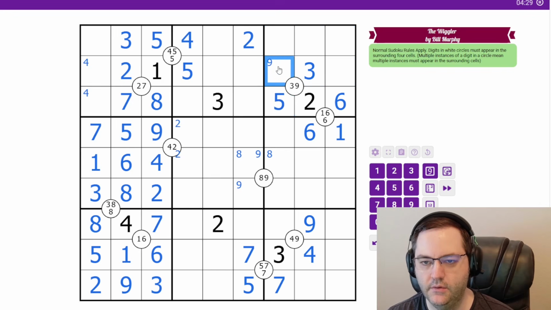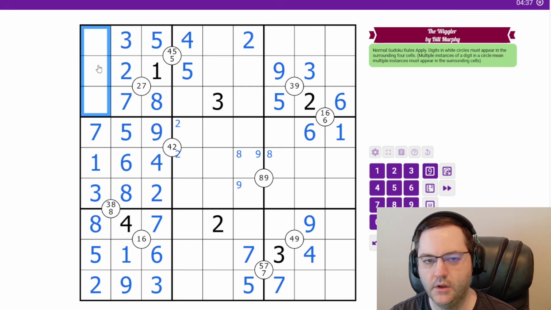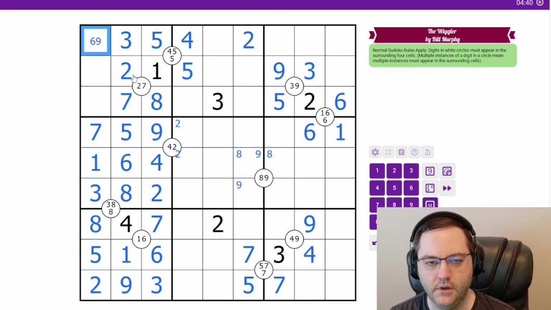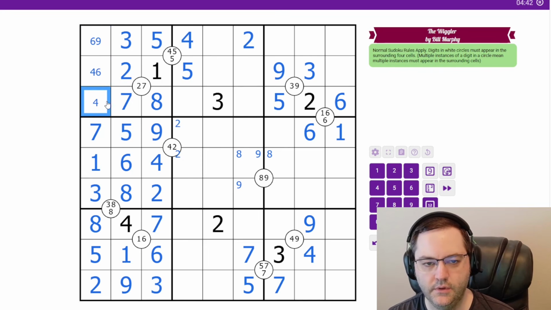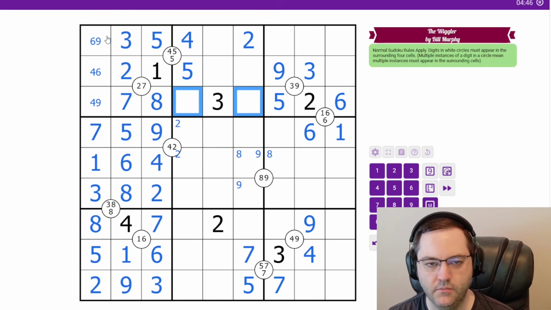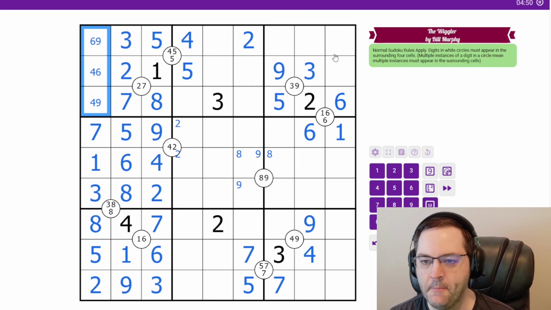5 can't go in any of those. That resolves our 9. And this is going to be a chocolate teapot. I will go ahead and fill those in just to illustrate. We can't resolve this until we get one more of those digits up here somewhere.